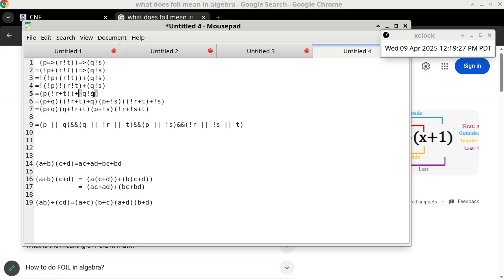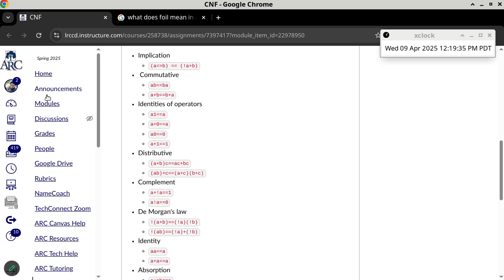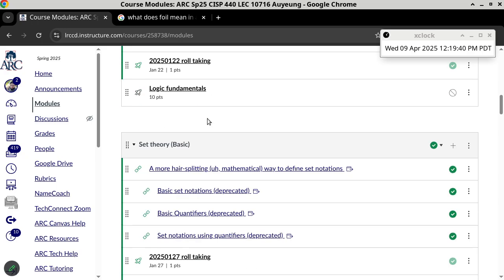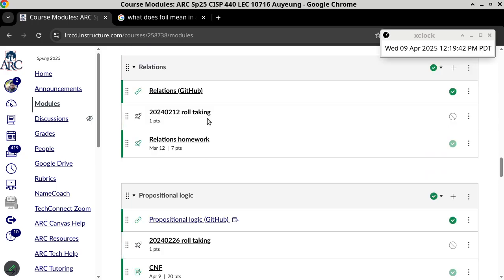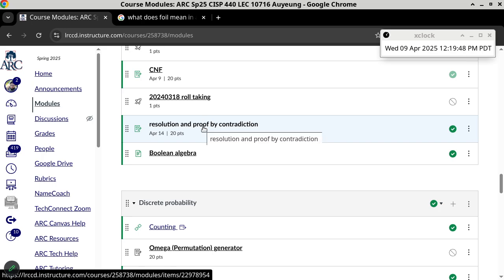Okay. All right. So now we can talk about the new homework assignment, which is, let me see, where is it? Let me go back to modules. It is now visible to you already. I released it sometime this morning, I think. It's called Resolution and Proof by Contradiction.